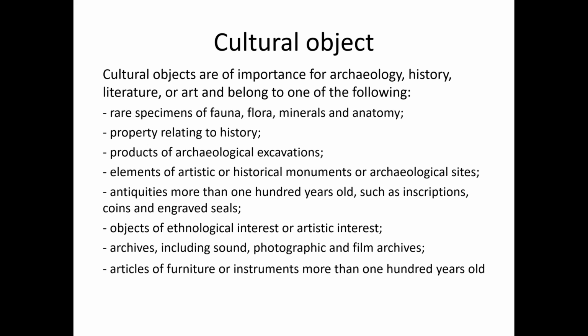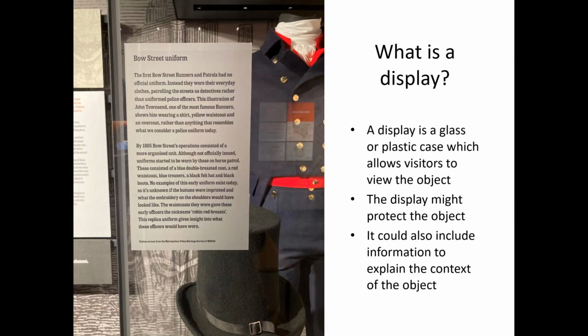So what is a cultural object? They're objects of importance for archaeology, history, literature, or art, and they belong to one of the following: rare species of fauna, flora, minerals, and anatomy, property relating to history, products of archaeological excavations, elements of artistic or historical monuments or archaeological sites, antiquities, as long as they're more than 100 years old, including inscriptions, coins, and engraved seals, objects of ethnological interest or artistic interest, archives, including sound, photographic, and film archives, and articles of furniture or instruments more than 100 years old.